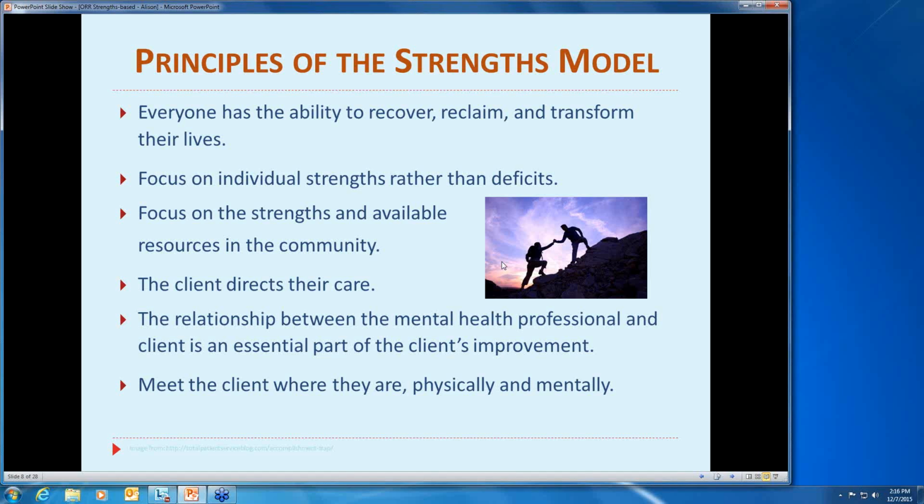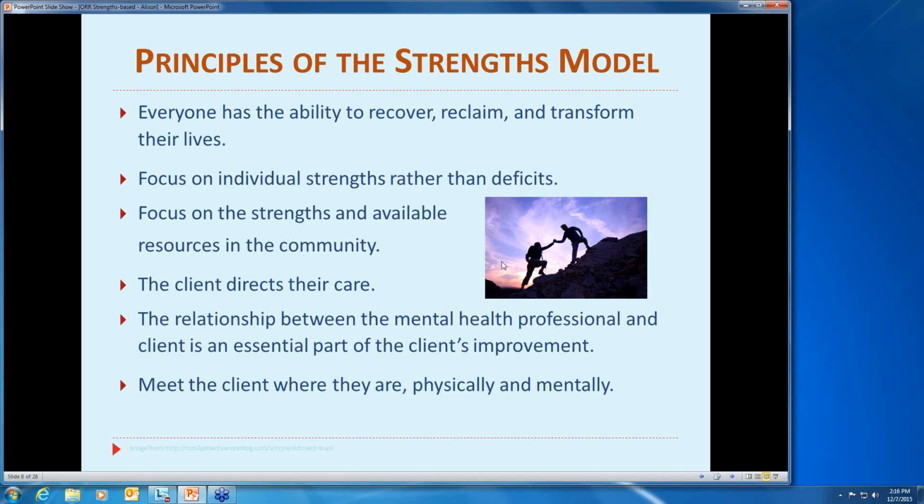And that also means for us not getting bombarded with problems or deficits in the system. The client directs their care, so that means it's not our job to tell them what we think is best or to protect them from the world, but really believing that they're the expert of their own lives and what is best for them. And also they're the ones with the complete picture. We don't always know everything that's going on behind the scenes.